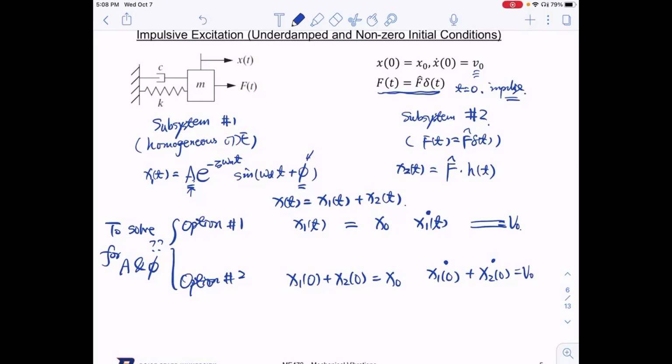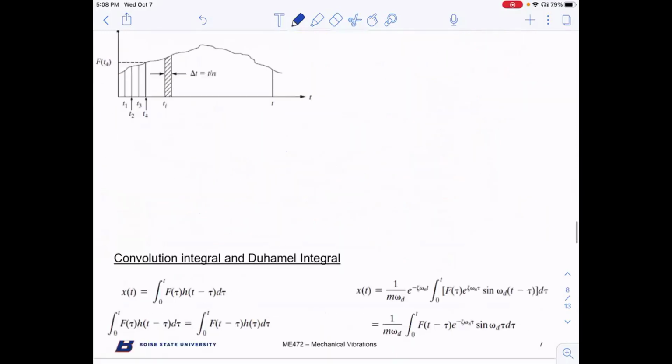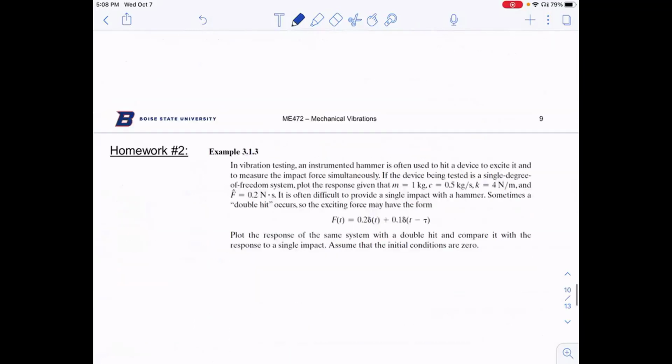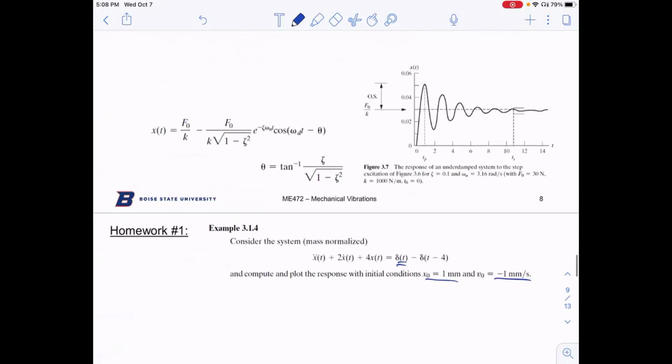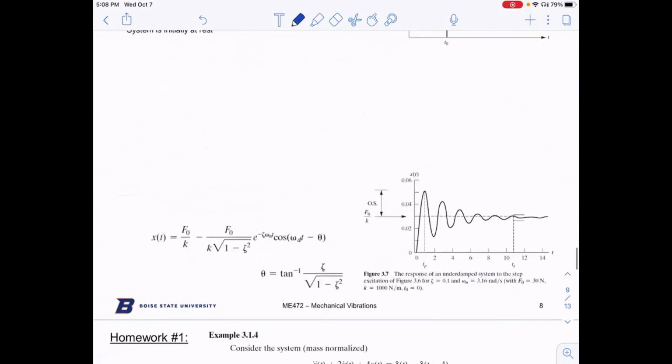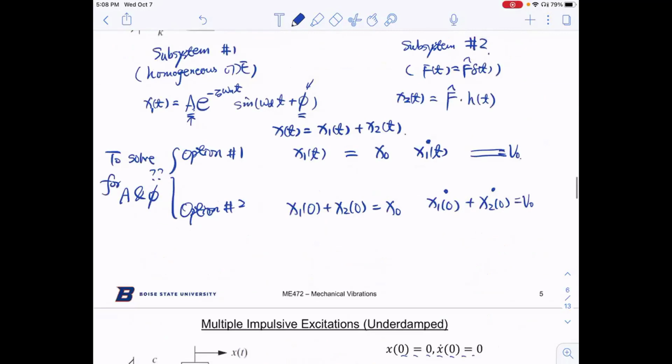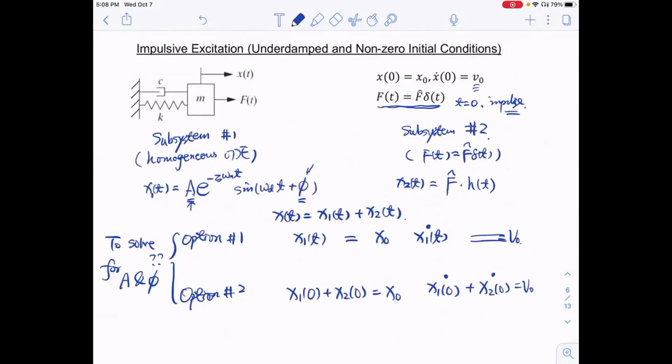So any thoughts? Is there a way we could see an example of this a little more? I believe there is a homework, like your homework number 1. You're going to have to deal with this because your initial condition is non-zero, and then you have an impulse input at time equal to 0. Then you would have to pick one of these options, how to solve for the A and B.